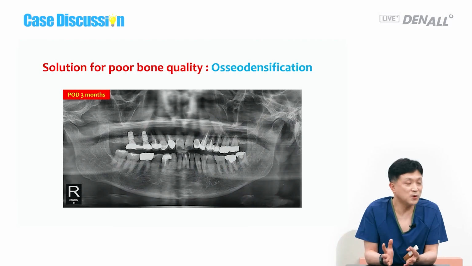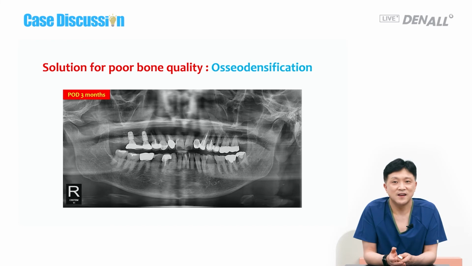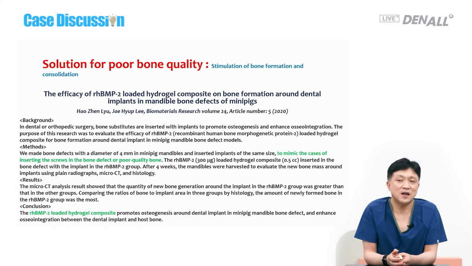Post-op 3 months, so the time is shortened. Prosthesis is delivered and it is closed. Other ways, rhBMP2 can be used where the initial stability is expected to be poor.